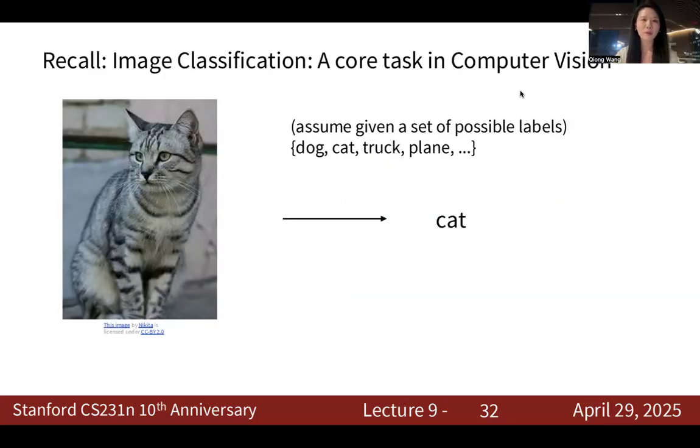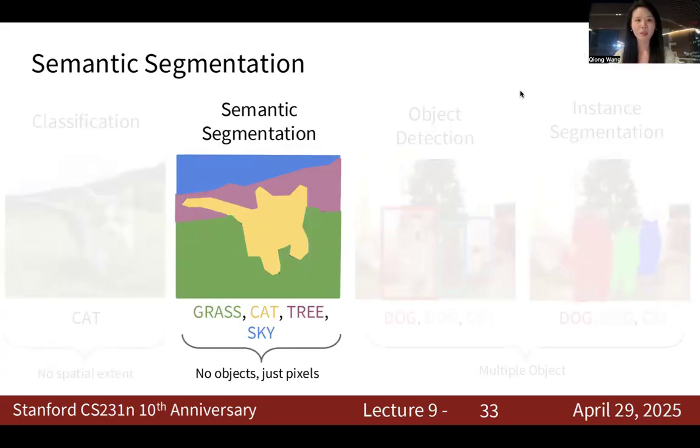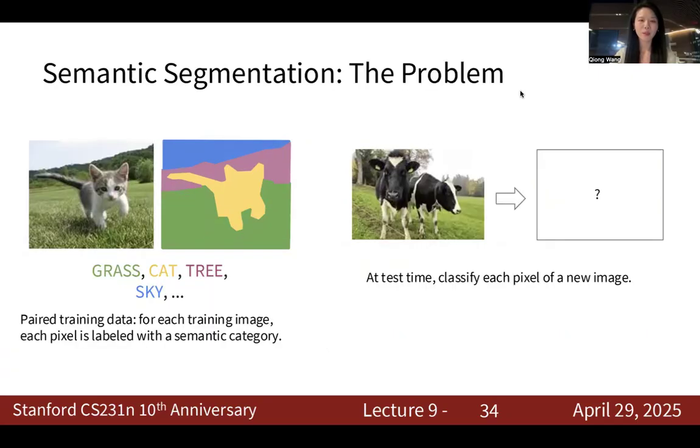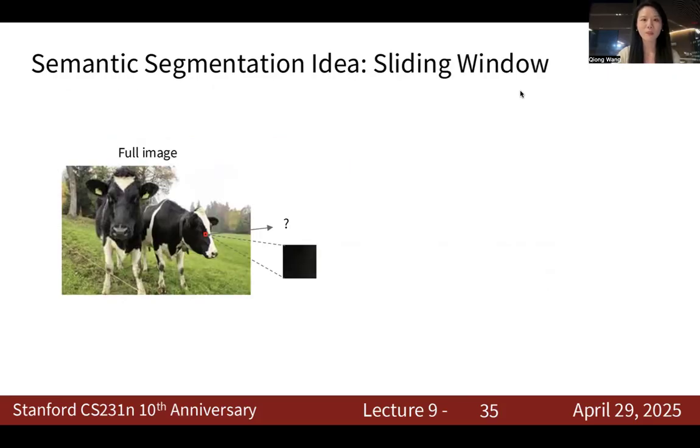Let us recall image classification, a core task in computer vision. Firstly, we give an image, it is a cat. And then what will we do? We have paired training data, and for each training image, each pixel is labeled with a semantic category. At test time, classify each pixel of a new image.